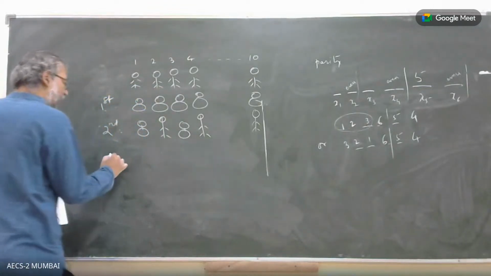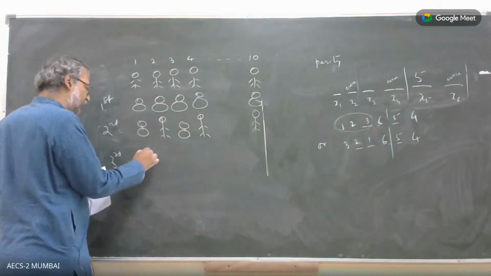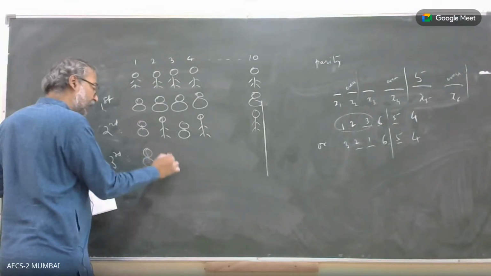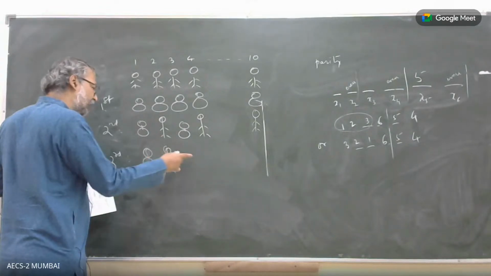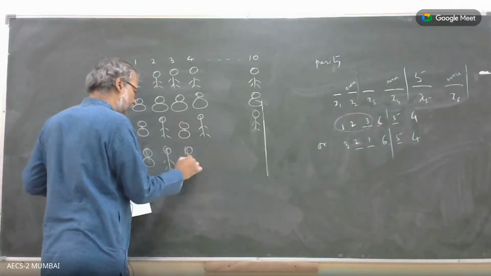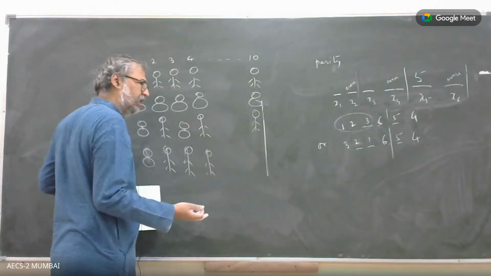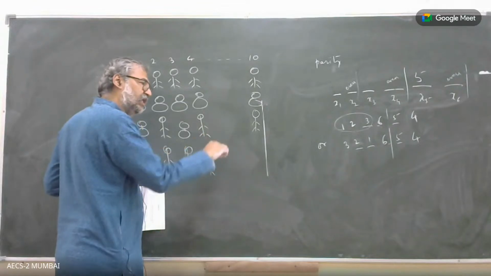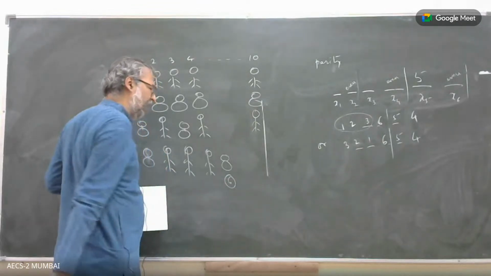Then what is the third command? Every third person should change the position. So the first person is sitting, the second will be sitting, no, the second is standing. Every third person. So the third person was sitting, he stands. Fourth, no change. Five, no change. Six, we change the position. Six was standing, six will be sitting. Right? Six will be sitting, and so on.